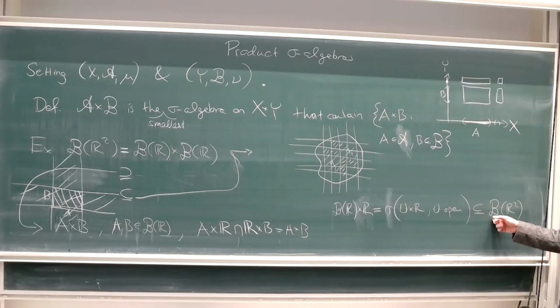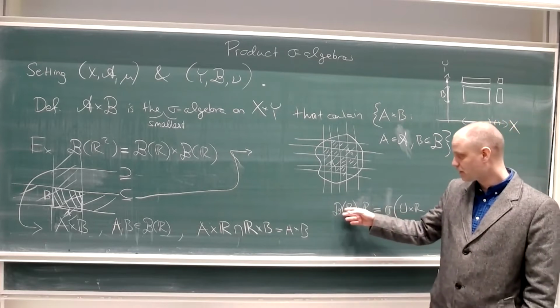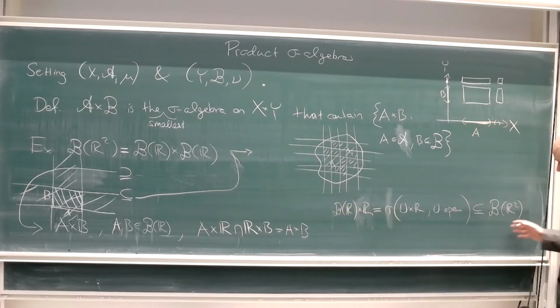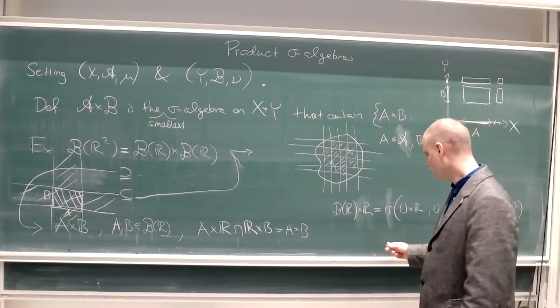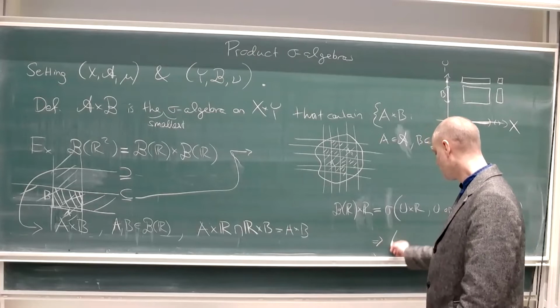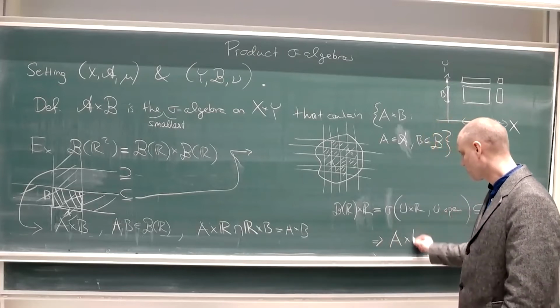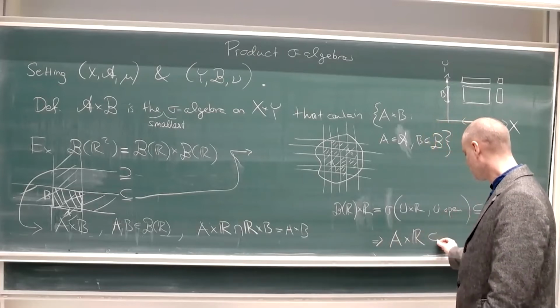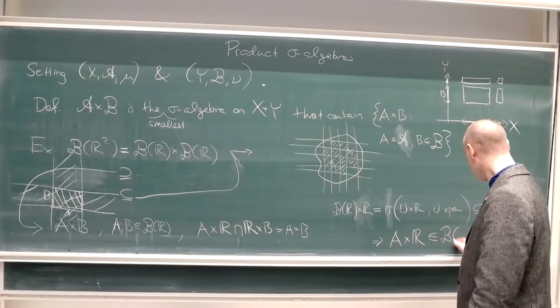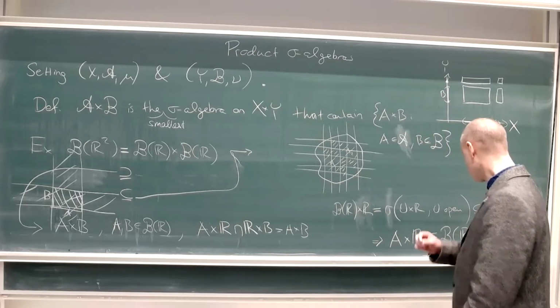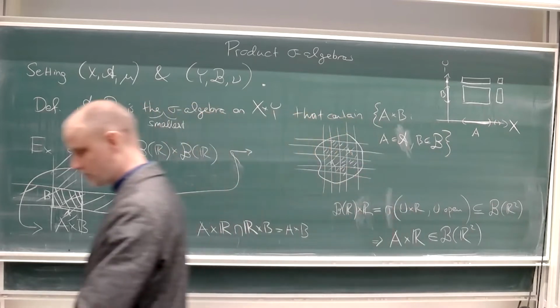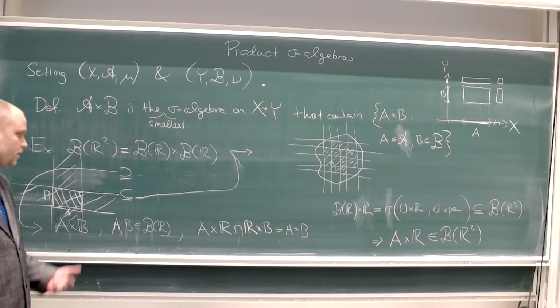But this is the sigma algebra generated by all open sets. So then it has to be bigger than this guy, right? So this means that the Borel sigma algebra times R is a subset of the Borel sigma algebra in two variables. And then we conclude that as long as A is Borel measurable, adding an R to it, we land in the Borel sigma algebra R2.